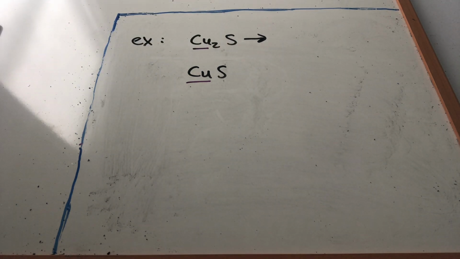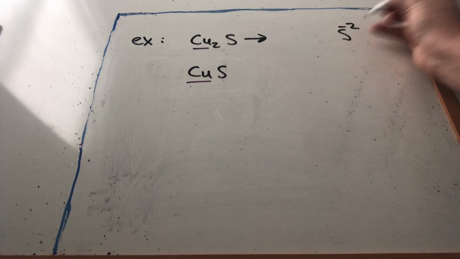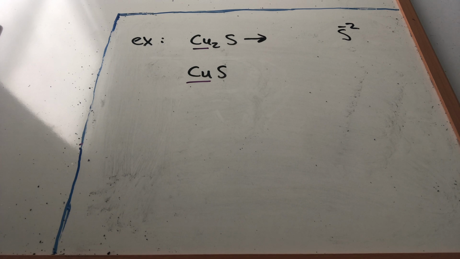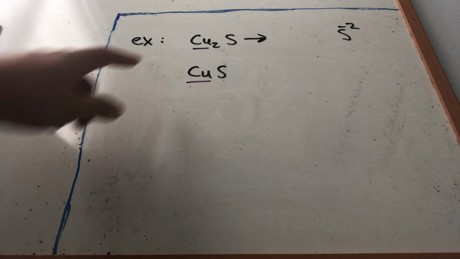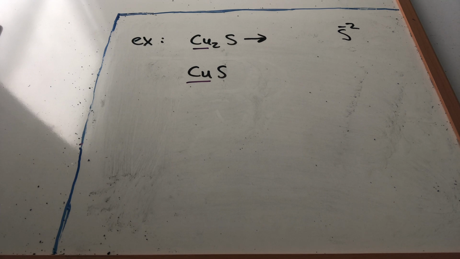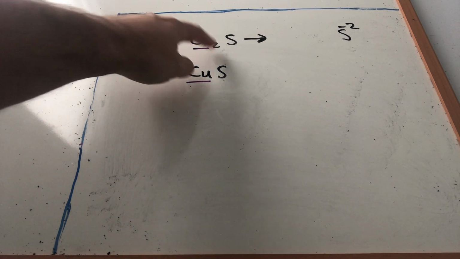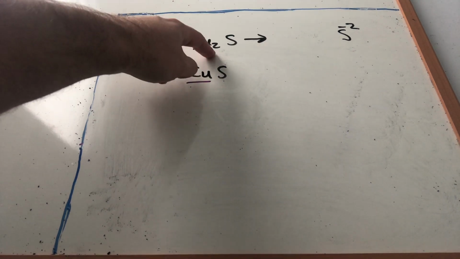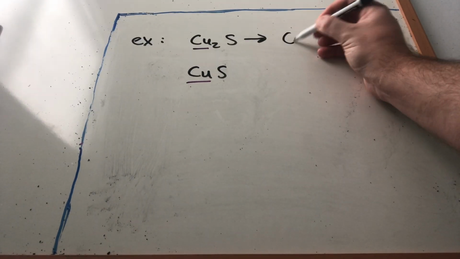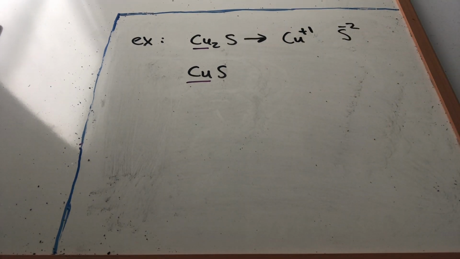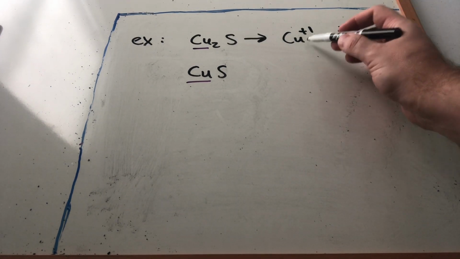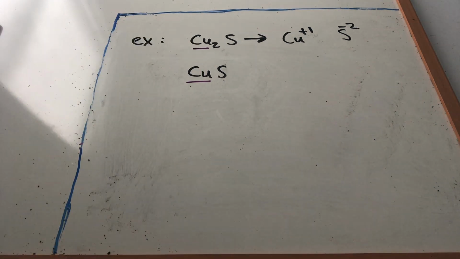They're still overall neutral. So this S, what's its charge always? S always has a certain charge no matter what. There's no ambiguity with S. S is always -2. Well, for this case with copper, what must the charge of each copper be? Well, there's 2 of them. So how can I get 2 things to cancel a -2? Copper must be +1. So that's why we need 2 coppers and 1 sulfur to make this compound.